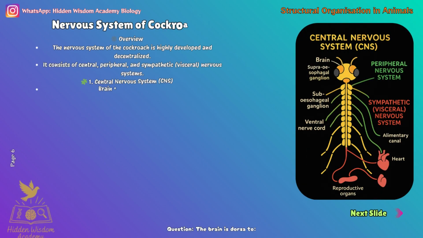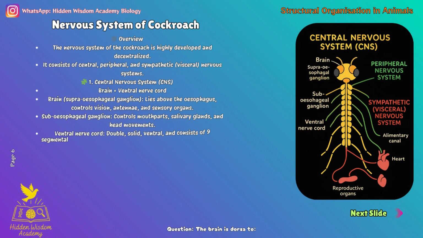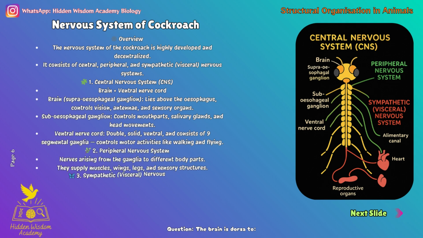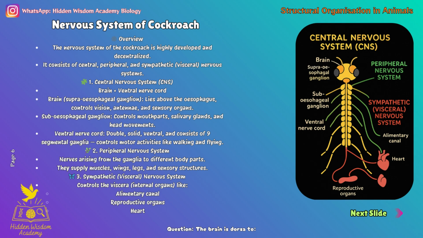Let's talk about the nervous system in cockroach. The nervous system of the cockroach is well developed and decentralized. It has three parts: central, peripheral, and sympathetic nervous systems. The central nervous system has the brain and the ventral nerve cord. The brain, supraesophageal ganglion, sits above the esophagus and controls senses like vision and antennae movement. Below it is the subesophageal ganglion, which controls mouthparts, salivary glands, and head movements. The ventral nerve cord has 9 ganglia and controls walking, flying, and other movements.